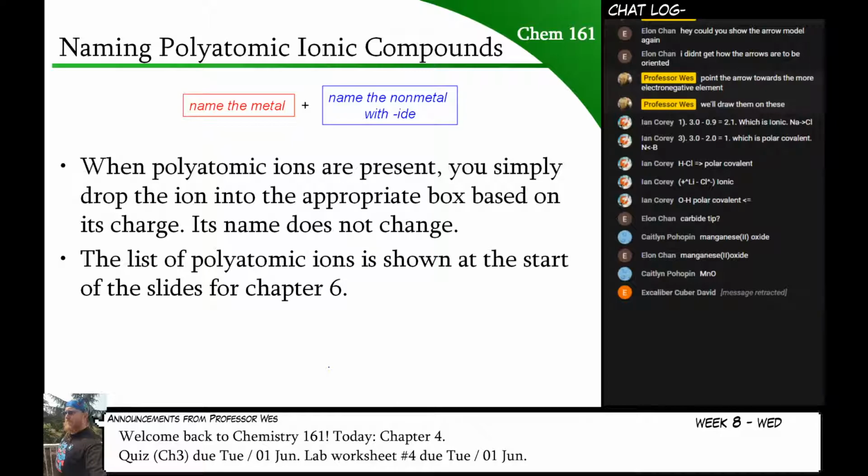I'm sure that you forgot all about the polyatomic ions. You do need them now, so you'll have to refer back to those if you have not memorized them. And yeah, it's an online class, so you didn't memorize them.